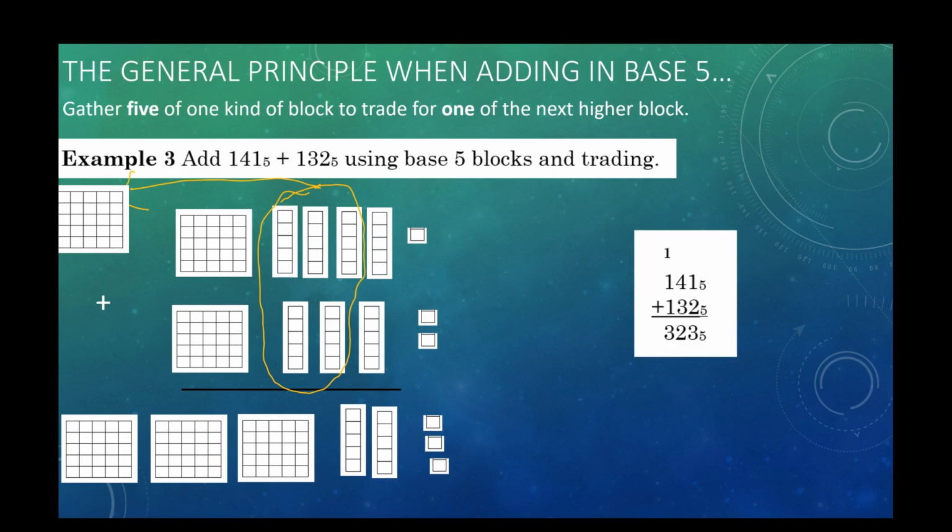So if you're adding in base 5, it looks like this. 1 plus 2 is 3. 4 plus 3 is enough to make a 5. So 4 plus 3 is 7, right? That's 1 five with 2 left over. And now I add 1 and 1 and 1. That's 3. So one more time. The trade happens when I have 7 rods. 5 of them get traded for a flat. So 7 rods, 5 of them get traded for 1 flat, and I have 2 rods left.